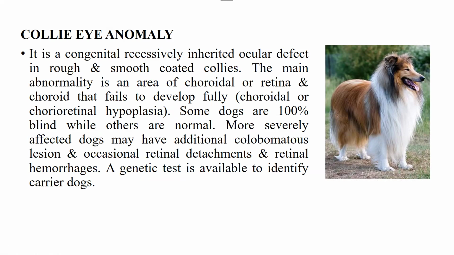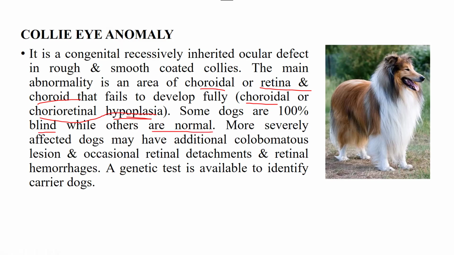The main abnormality is an area of choroid or retina and choroid that fails to develop fully. So either it is going to affect just the choroid or it is going to affect retina and choroid both. And because of that, they fail to develop fully. So it can be choroidal or it can be chorioretinal hypoplasia because there is failure of development. So it's hypoplasia.